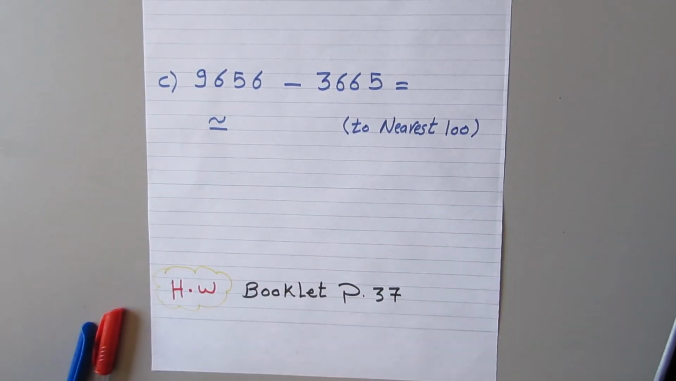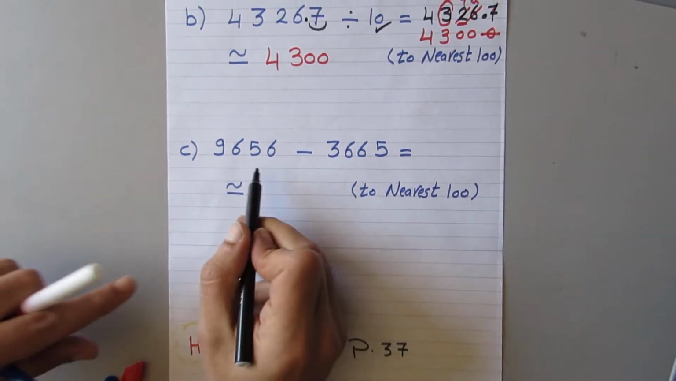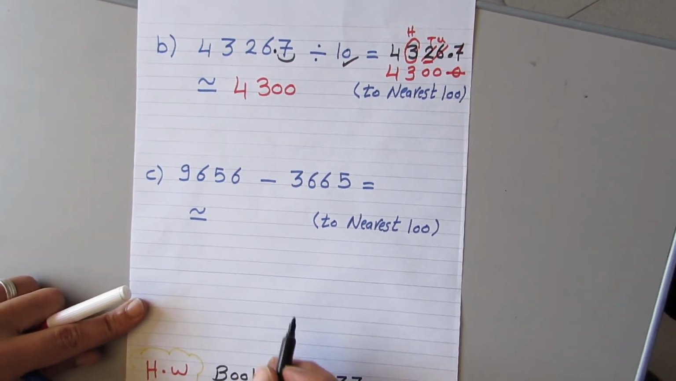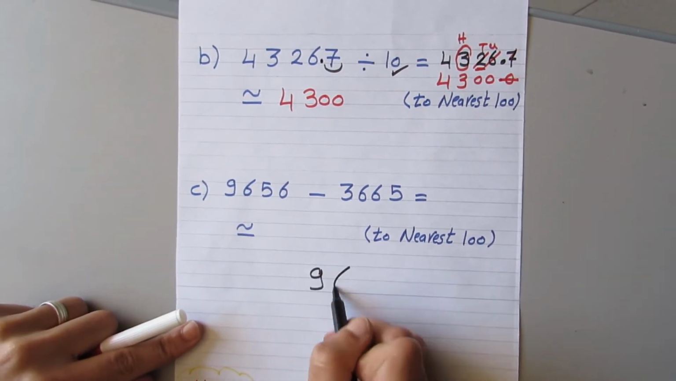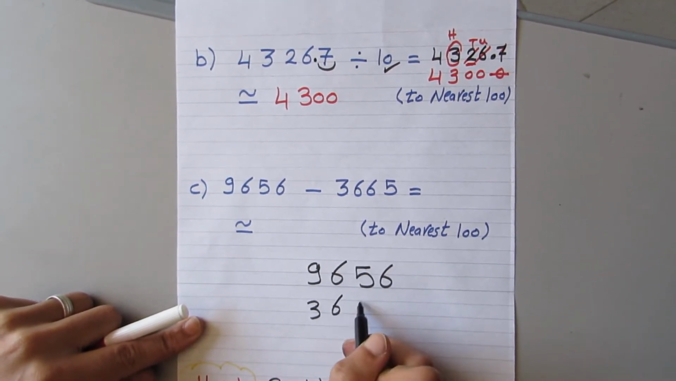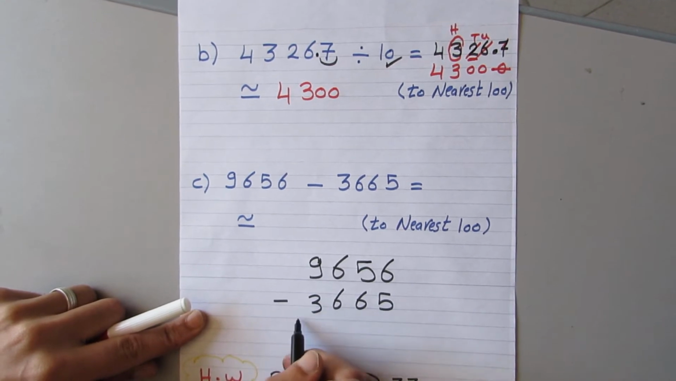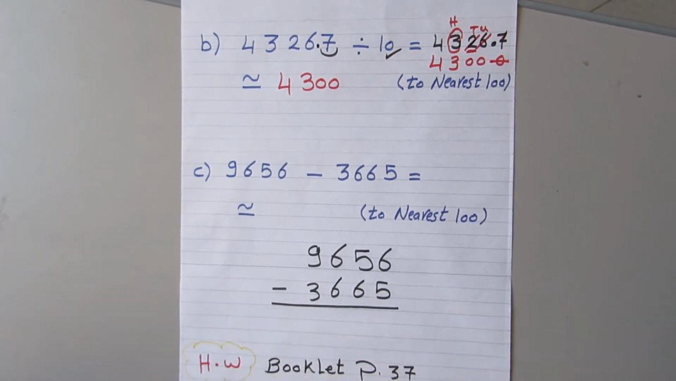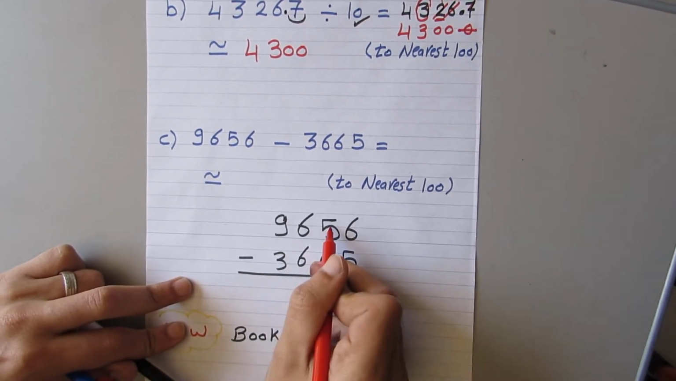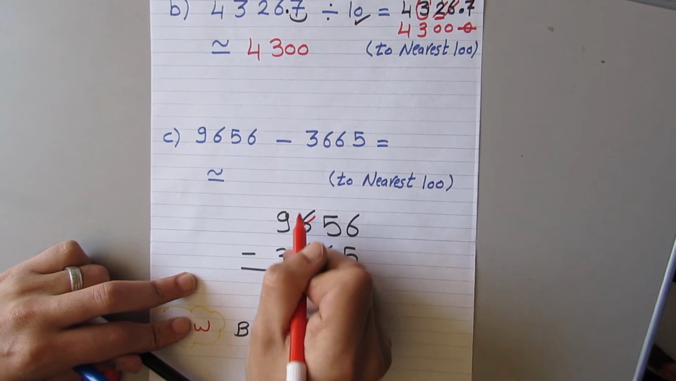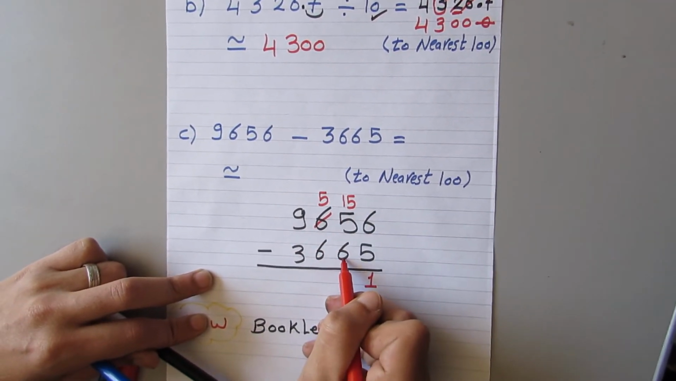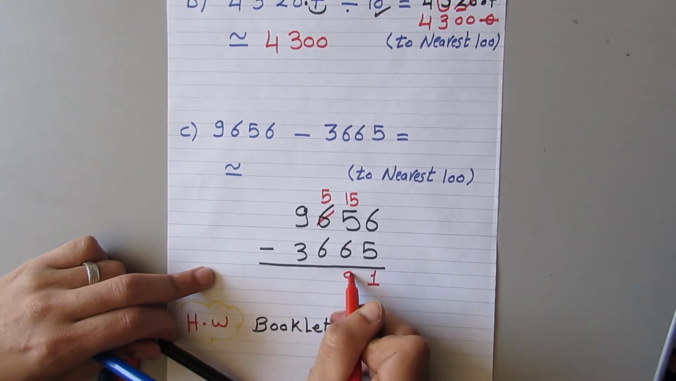The next one, we want to find the result of this subtraction, and after finding the result we approximate it to the nearest hundred. I'm gonna write 9,656, and the other number is 3,665, and we are making subtraction. So we have 6 minus 5 equal 1. We have 5 minus 6 can't be, so we're gonna borrow, this number becomes 5, and this 5 becomes 15. So we're gonna count after 6 up to 15, so the answer will be 9.